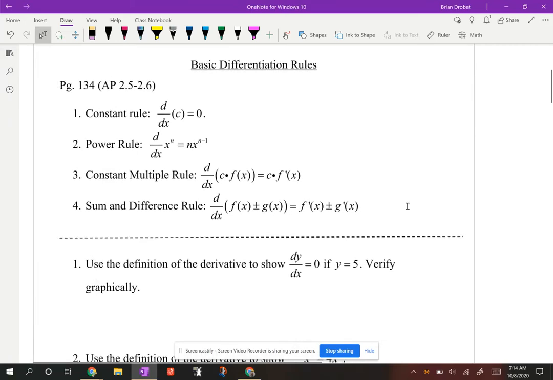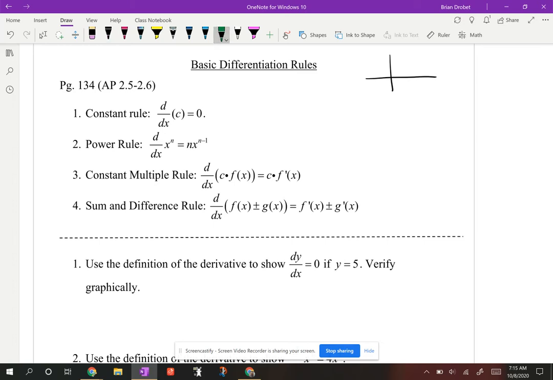All right, basic differentiation rules. So what we're going to do today is talk about how we can find derivatives without having to do all of those tedious limits. So let's talk about a couple rules here. These are just basic things that you can observe if you do enough limit definition derivatives.